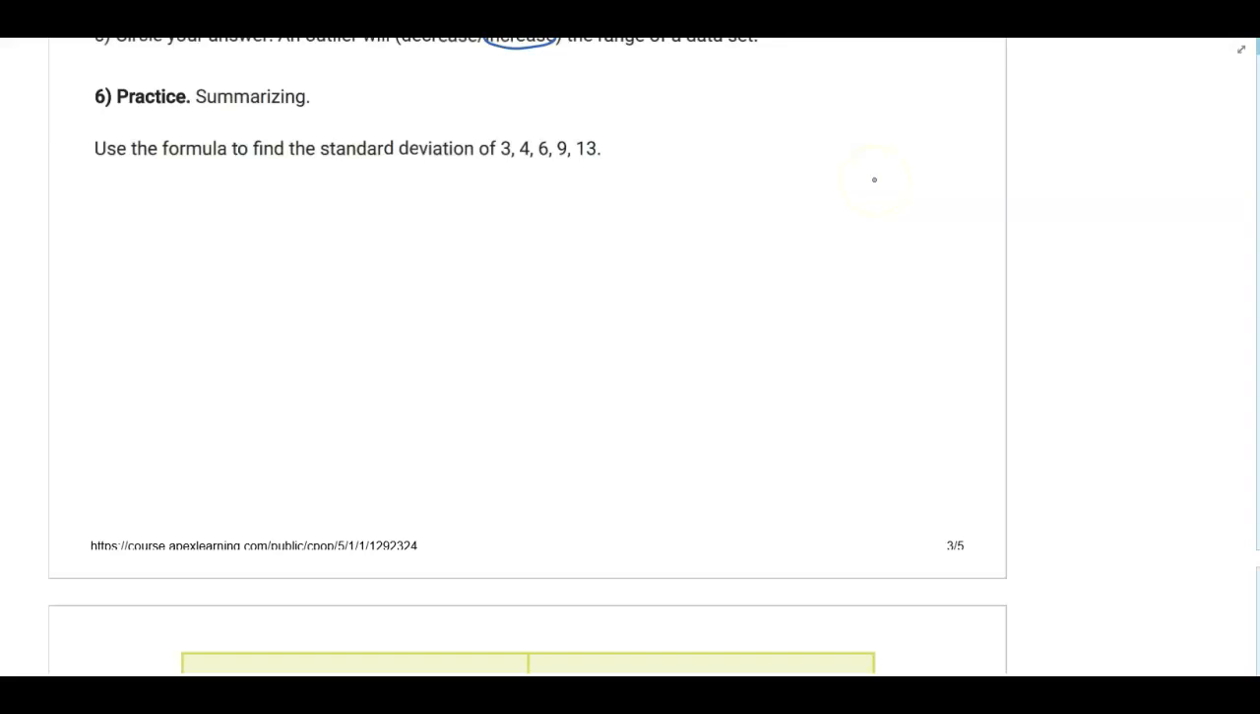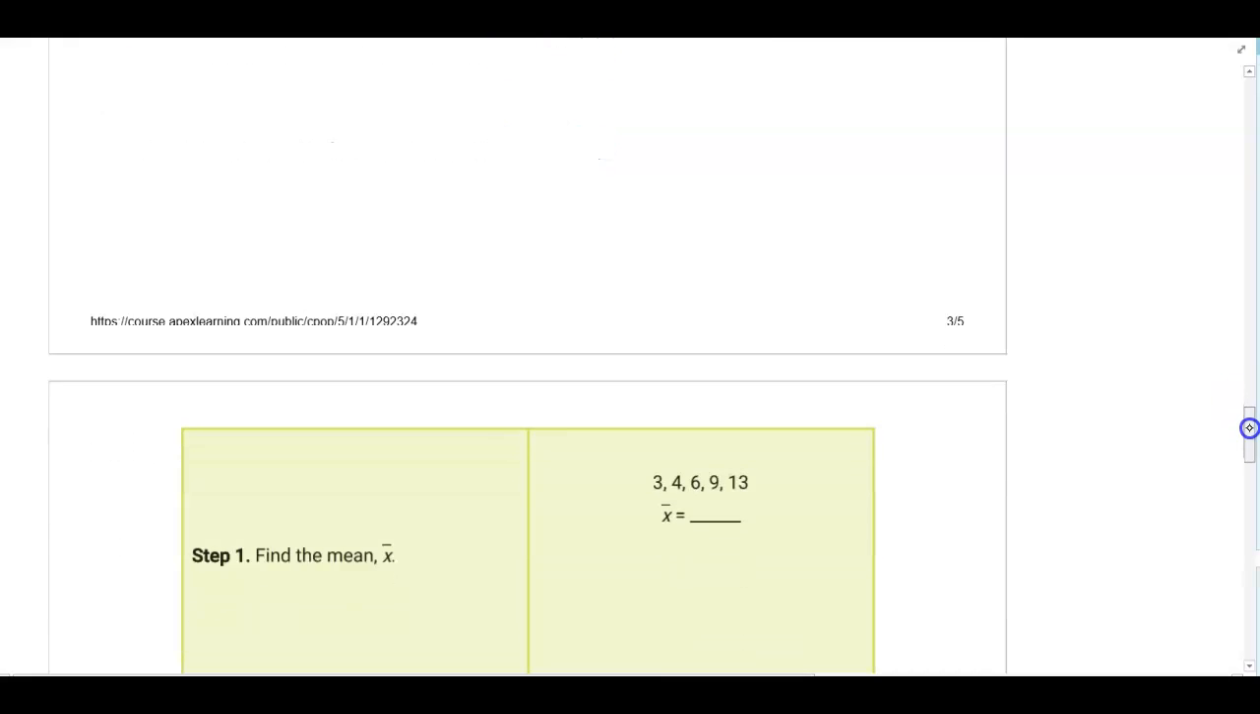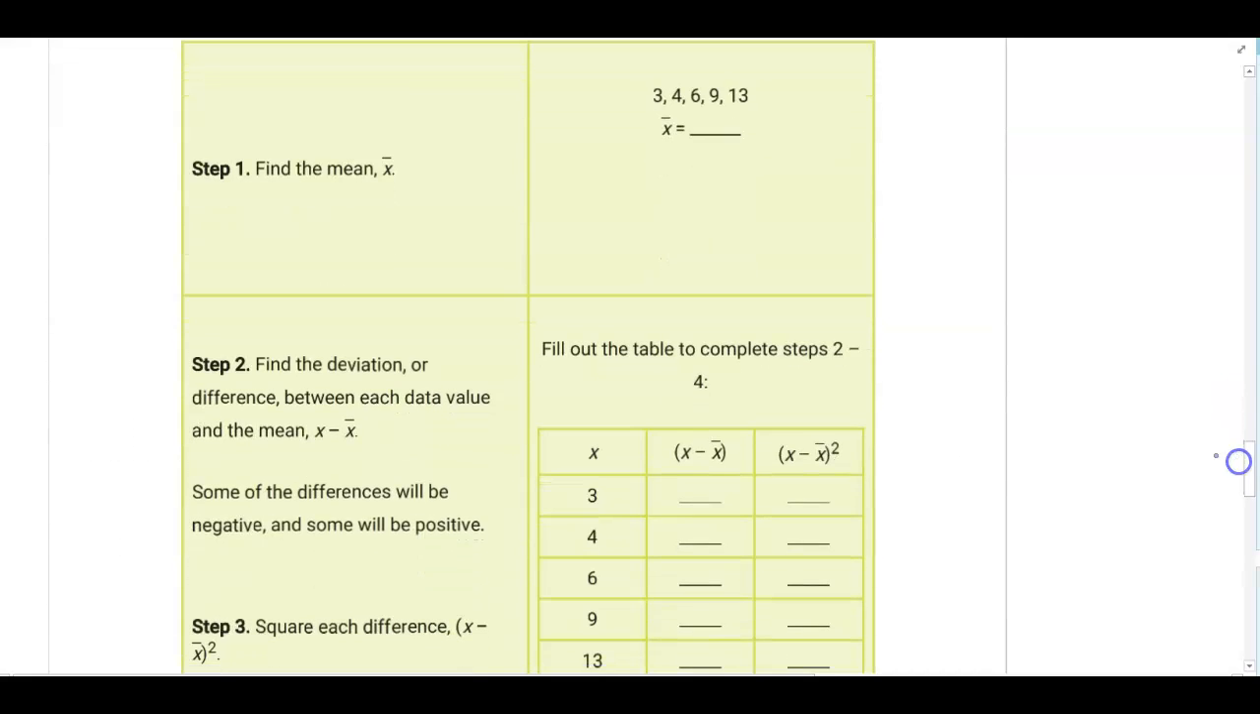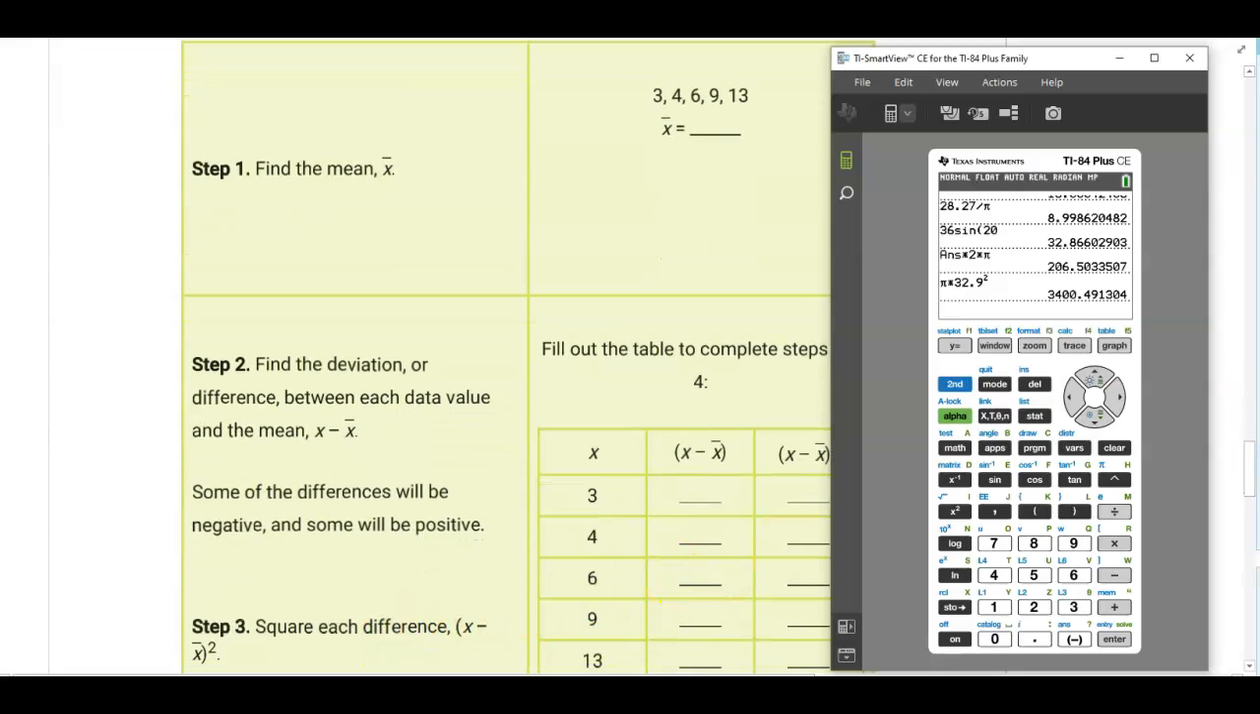Now let's talk about the standard deviation. So what they do is they give you a small set of data to help go through and learn what the standard deviation is. Okay, so here's your data. And the first thing they want to do is have you find the mean.